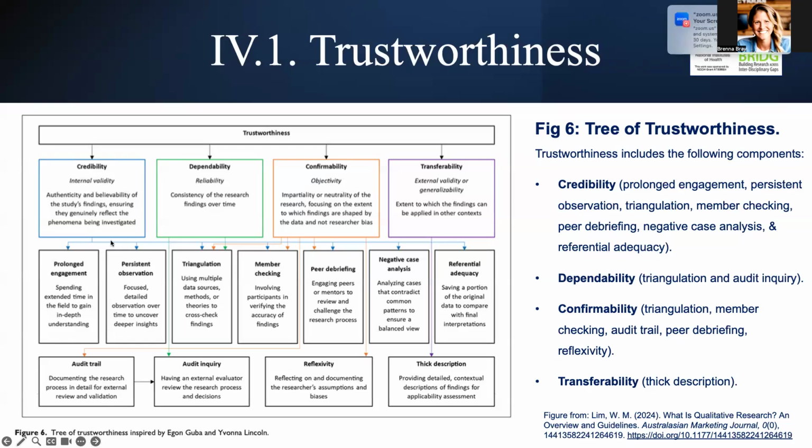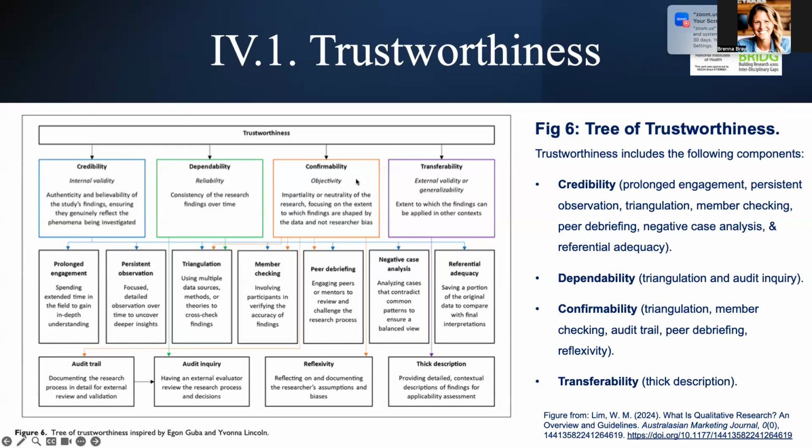So that's credibility. Trustworthiness also includes dependability, and this is how we ensure reliability of our findings. So this is consistency of the research findings over time. And we primarily use triangulation to ensure dependability and reliability. So we're using multiple data sources and methods or theories to cross-check findings, and audit inquiry, so having an external evaluator review the research process and decisions.